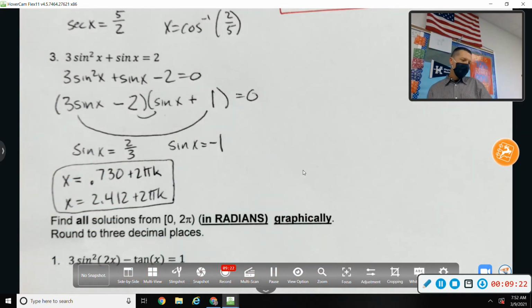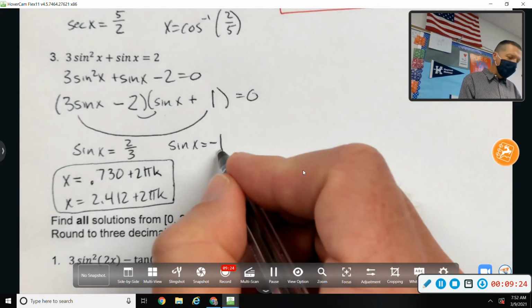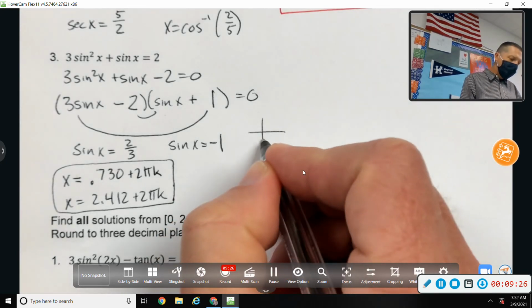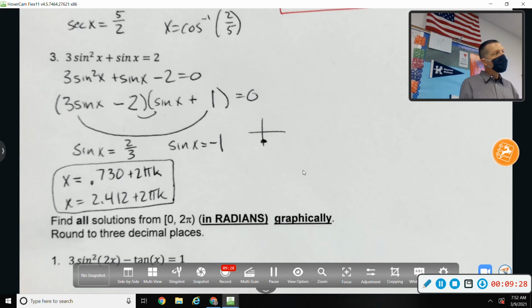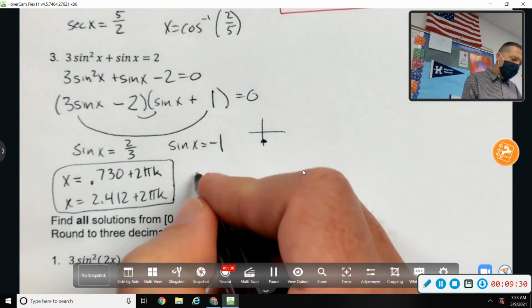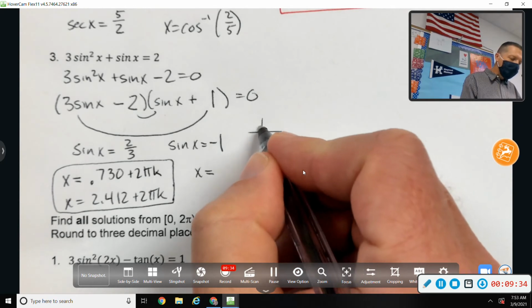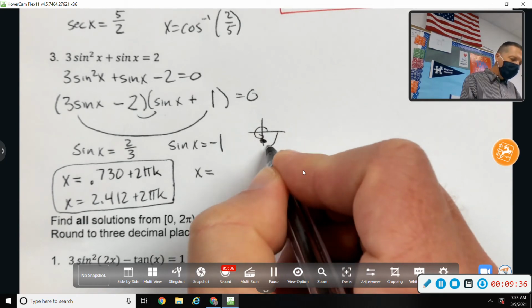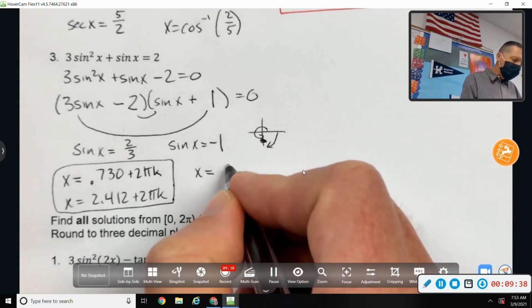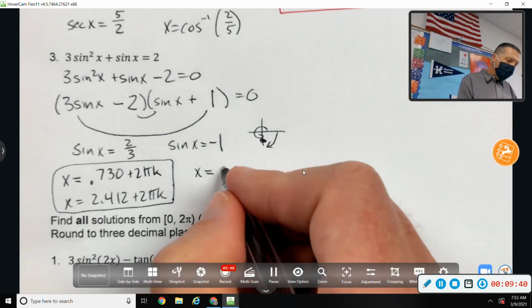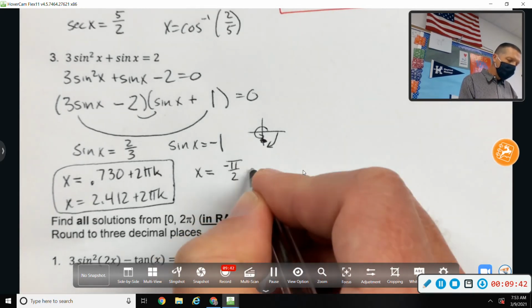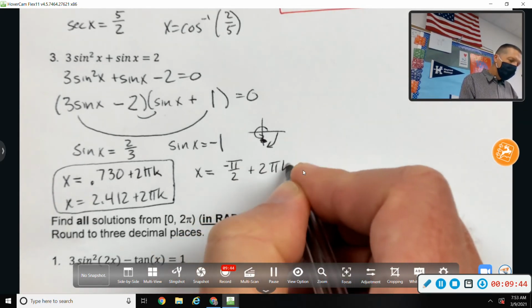And sine of x equals -1. That looks familiar. That happens at the bottom angle, the bottom spot. So we could call it 2 different things. You can call it 3 pi over 2, or you could call it negative pi over 2. Either one would be okay. I'm going to call it negative pi over 2 plus 2 pi k.